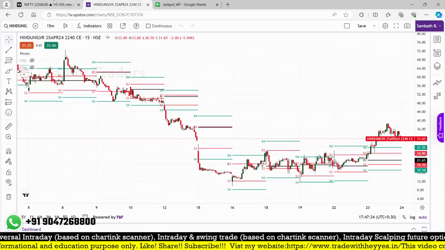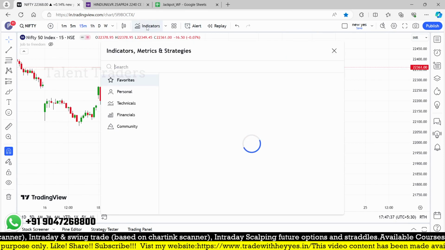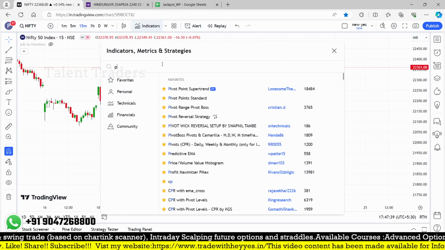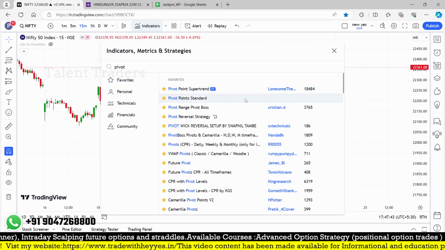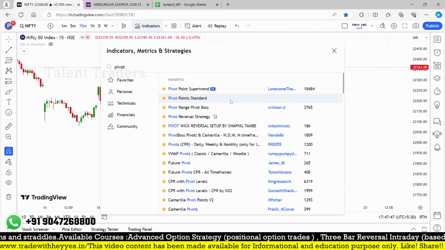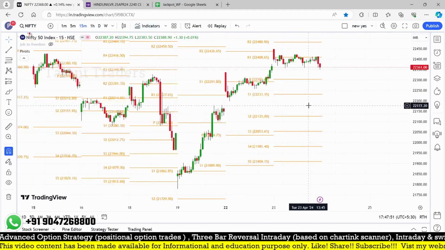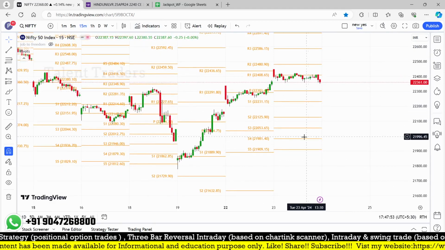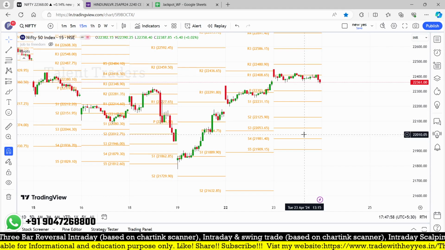Let me first show how to add that particular indicator on TradingView. Just go to the indicator, pivot point. That is an indicator, a default indicator which is available in your TradingView. There is no name mentioned in this. Okay, pivot point standard. After clicking that pivot point standard, you are seeing the levels. This is a normal pivot. But we need a Camarilla pivot. So how to add a Camarilla pivot?